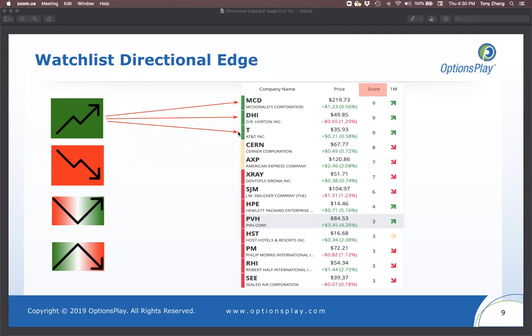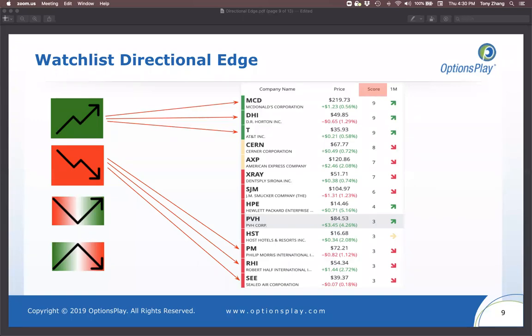Conversely, on the bearish side, strong bearish stocks are the stocks at the bottom. These are stocks that are red, like Philip Morris with a score of 3, Robert Half International, which is also a score of 3 and red across the board, and Sealed Air Corporation, which is also 3 but red across the board. So I look at the color and the score, and without even having to look at a chart, without having to pull up any data on that stock, I can get a sense for the directional view of that stock. And then I have a few examples of stocks that are in between.